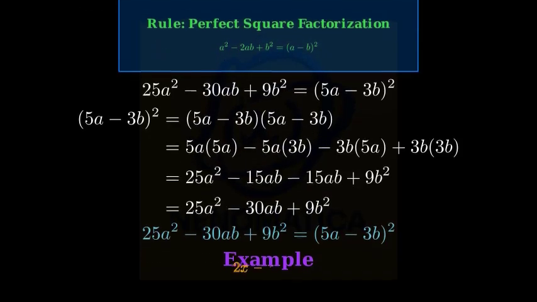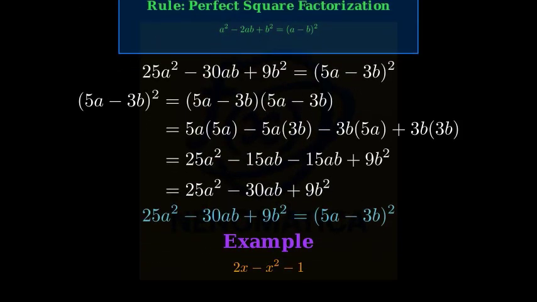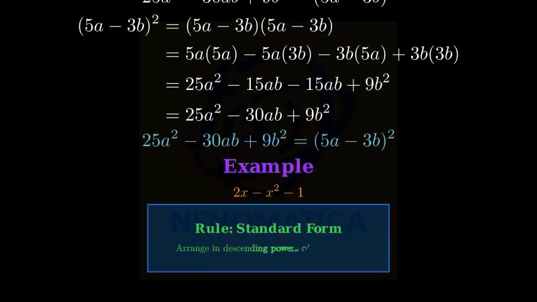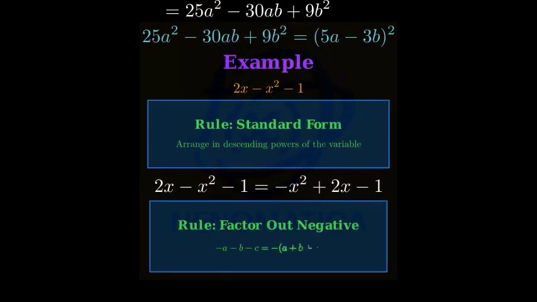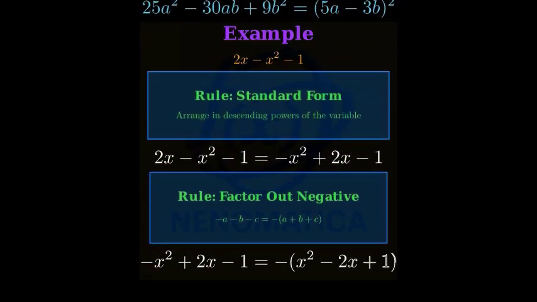Now, let's move on to our second example. We have the expression 2x minus x squared minus 1. First, let's rearrange this expression to standard form with the highest power of x first. We get negative x squared plus 2x minus 1. Now, let's factor out a negative 1 from the entire expression. This gives us negative times (x squared minus 2x plus 1).